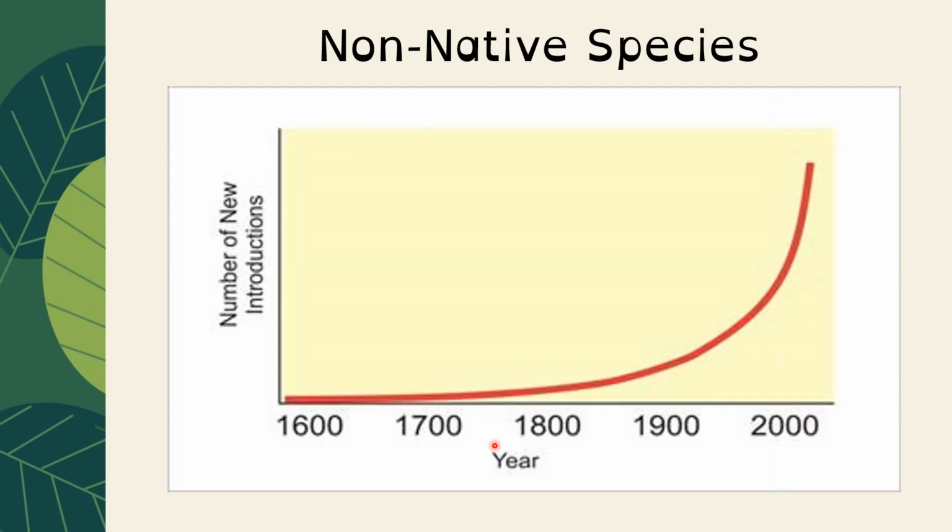So you can see the number of new introductions from this graph. It slowly was increasing in the 1700s and the 1800s. Yes, there were introductions, but in the 1900s and the 2000s, you can see it has exponentially increased. It's skyrocketed the number of new introductions of non-native species into new environments because there's so much travel, right? This is lots of travel and trade, which happened from the mid 1900s to present.